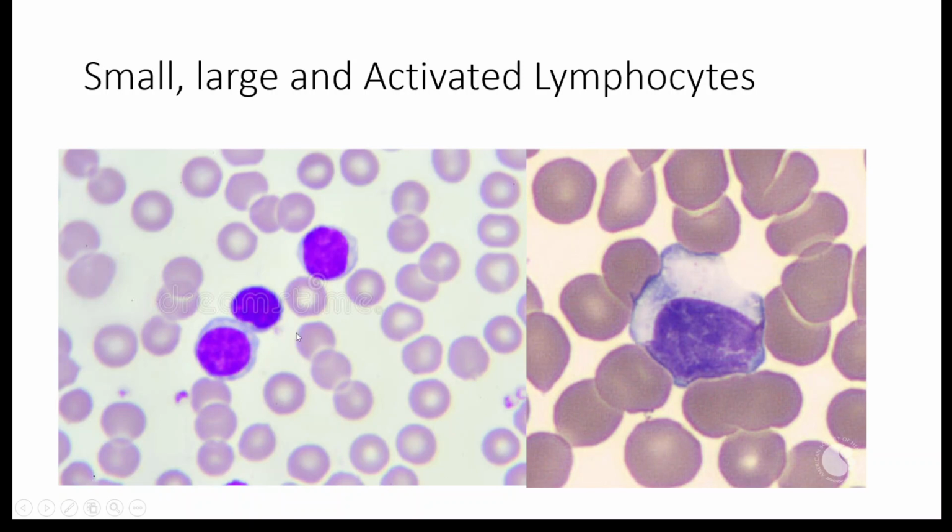Normally we say the size of an RBC corresponds to the size of the nucleus of a small lymphocyte. So when we're talking about whether a RBC is larger in size, macrocyte, or whether the RBC is smaller in size, microcyte, the benchmark is the nucleus of a small lymphocyte in the same smear. So that is the exact size of a small lymphocyte.